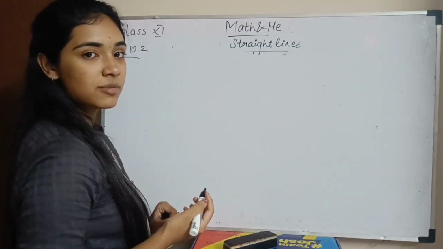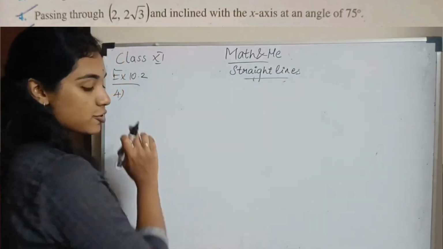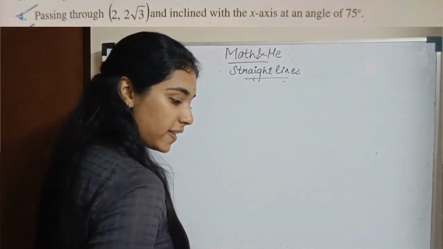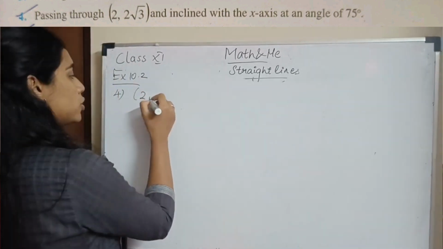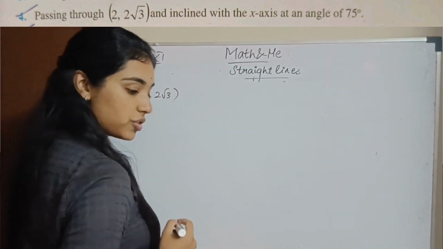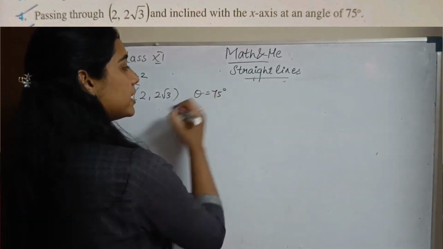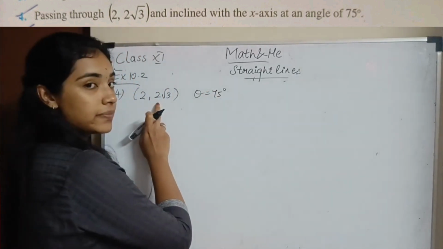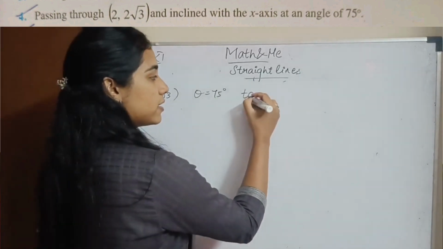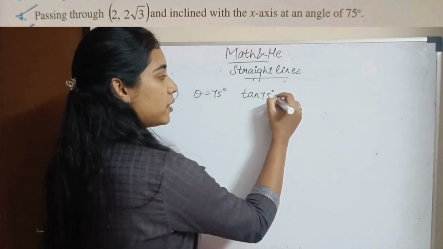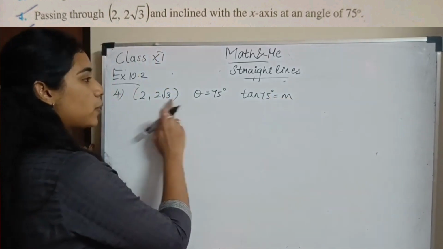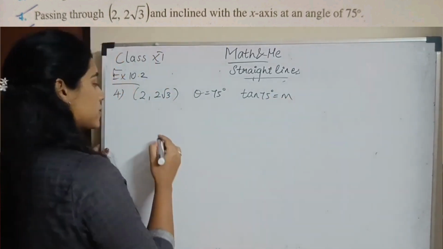Question number 3 is very similar to question number 2, so I am directly going to solve question number 4. Find the equation of the line passing through the point 2, 2 root 3 and the angle is 75 degrees. So we have a point and the angle. With the angle, we can find what the slope is. So we are given the point slope form, so let us find what the slope is first.